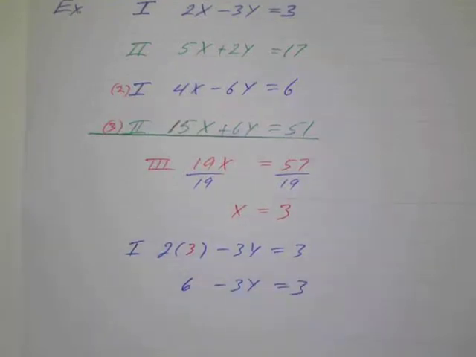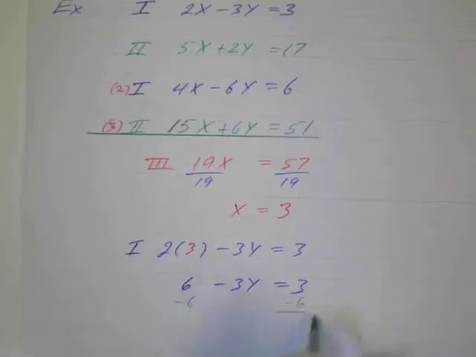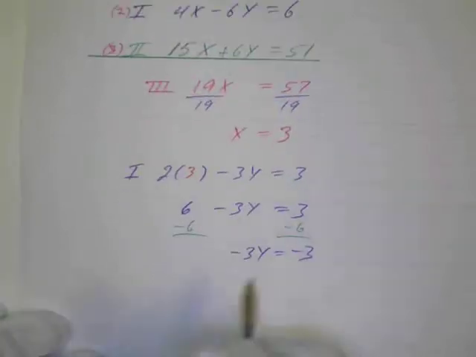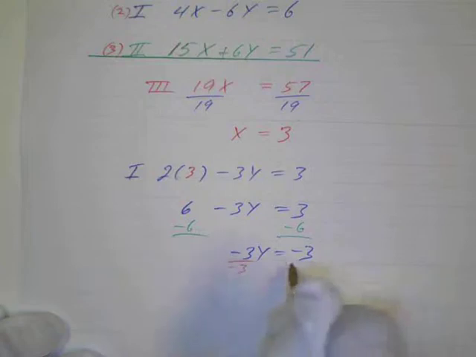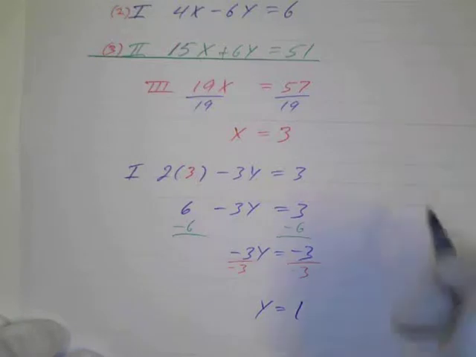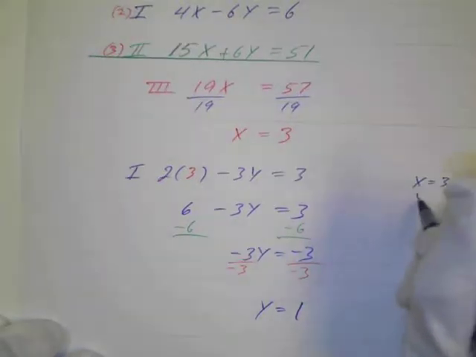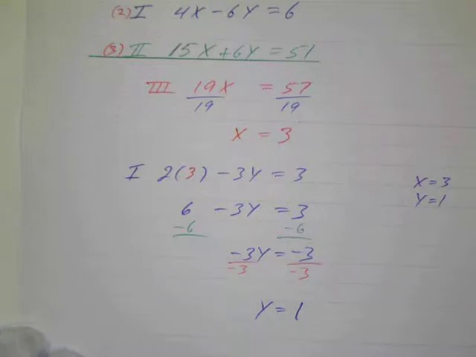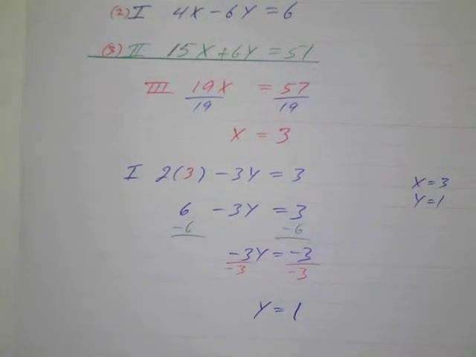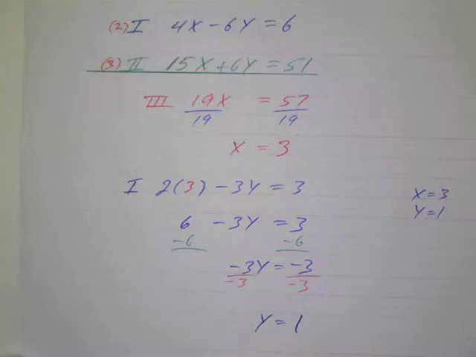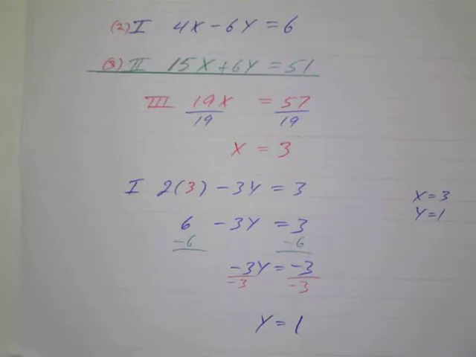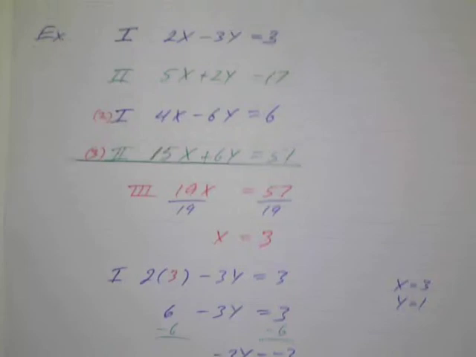And then I'll just subtract 6 from both sides. And I have negative 3y equals negative 3. And then if I divide both sides by negative 3, I end up with y equals 1. So x equals 3, y equals 1, or the point (3, 1) is on both those lines if we graph those lines. Okay? So I think that's a good example of solving linear equations in two variables.